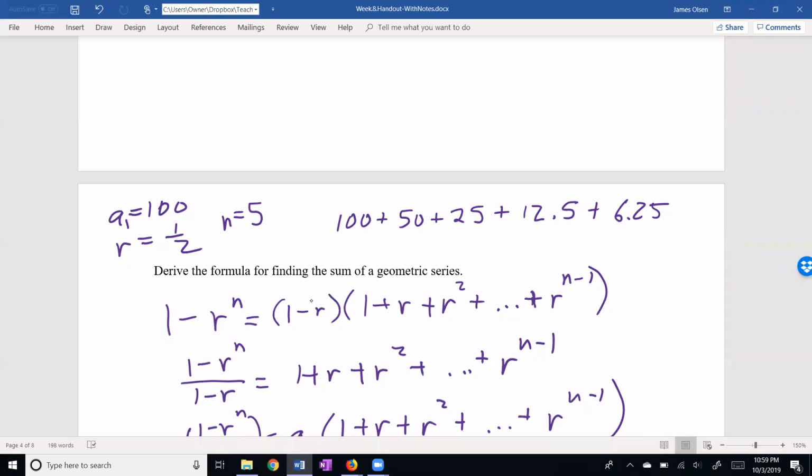It does seem reasonable. There's 150, 175, and it's reasonable. Now, I realize the temptation here is to say, well, I'm going to just do this on a calculator. A calculator is a good check doing it this way. However, we want to be able to use the formula and not have to write out all the terms.